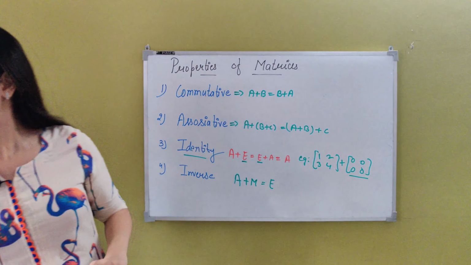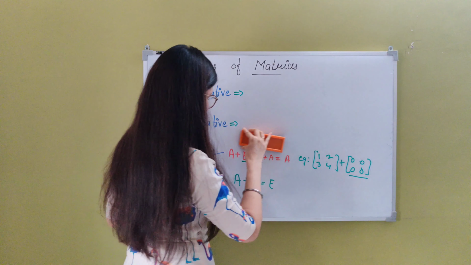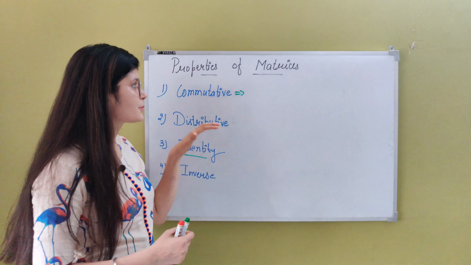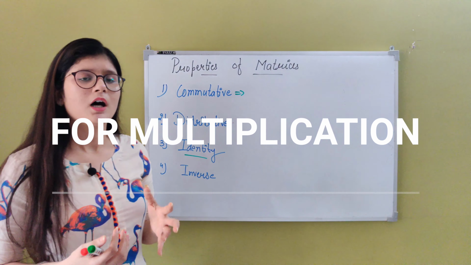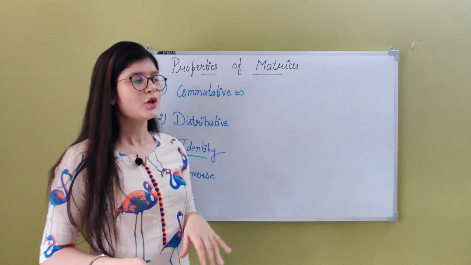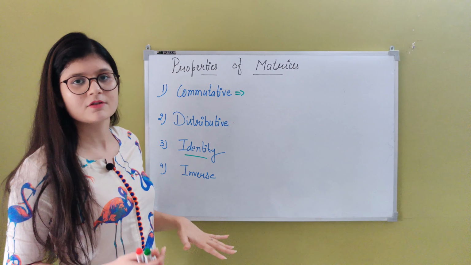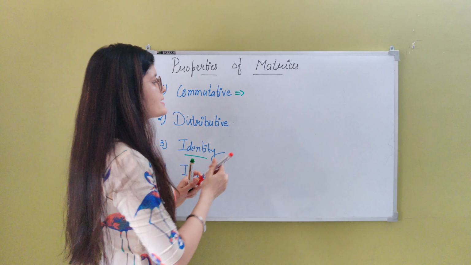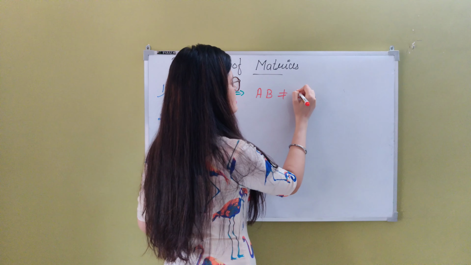Okay, so we are directly coming to the multiplication. Now we are going to discuss the properties for multiplication, but the difference is we use the distributive property for multiplication. Okay, so let's come to the properties of matrices for multiplication. The first is commutative. Commutative says that AB is not equal to BA.